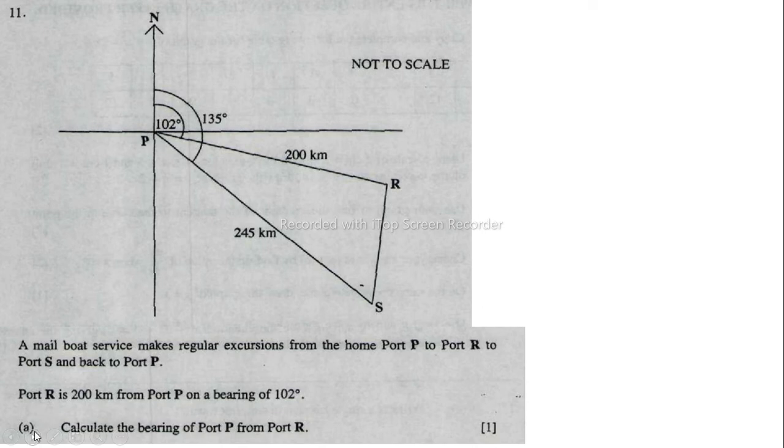Let's go. A mailboat service makes regular excursions from home port P to port R, to port S, and back to port P. What year is this? 2008, paper 3.